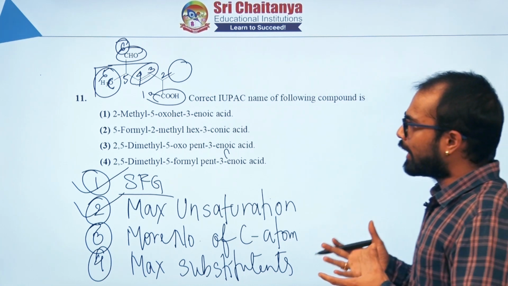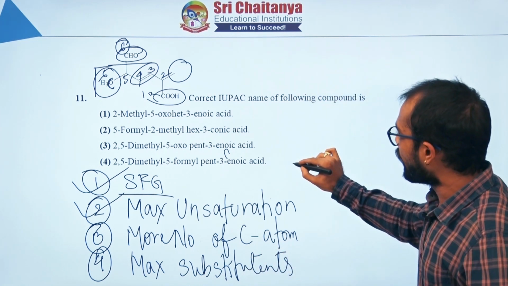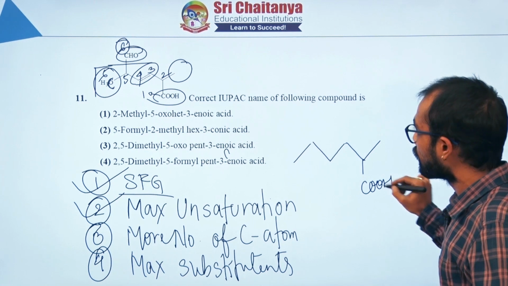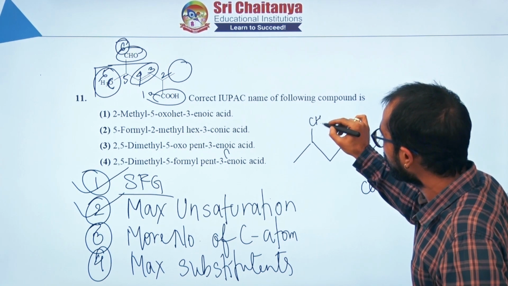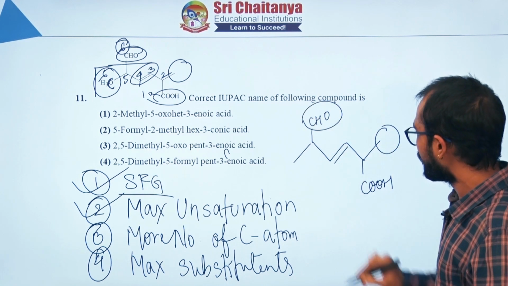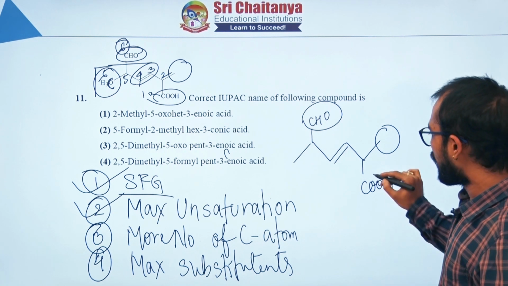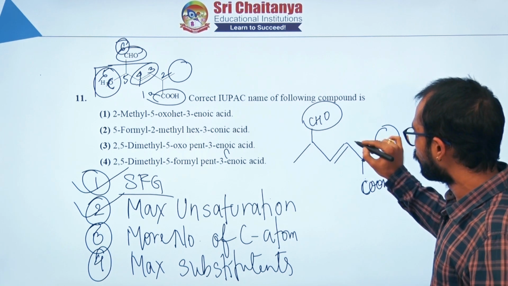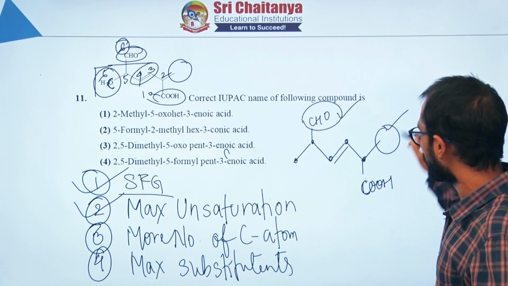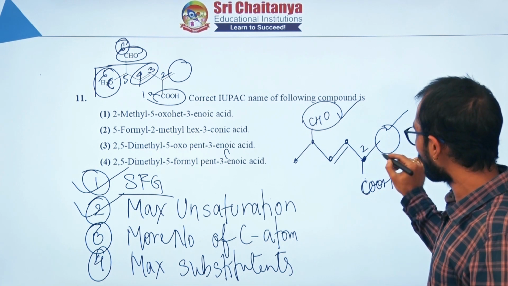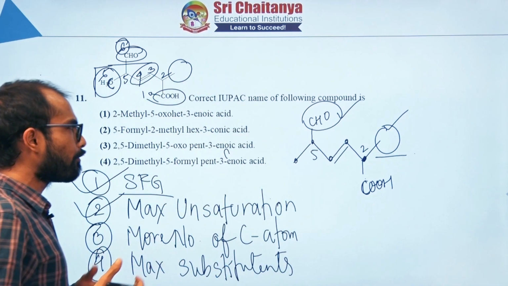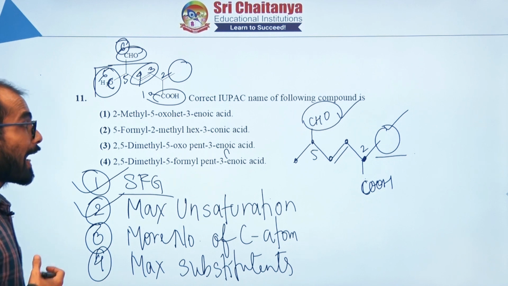So if I go through it very clearly, then I am drawing here again for your comfort. If I consider this to be a substituent and this one as substituent, then my main chain includes how many carbons? 1, 2, 3, 4, 5, 6, and these are my substituents. So this is the second carbon, and at second carbon we are having a methyl, and this is the fifth carbon, and at the fifth carbon we are having a formyl. So 5 formyl, 2 methyl, hex.